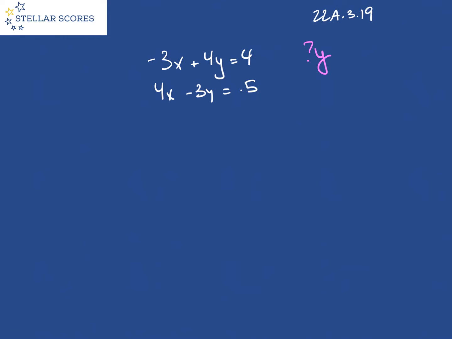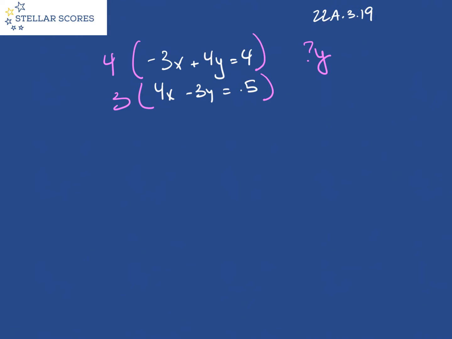Is there any way I can smush these together to make some variable fall out, specifically the x variable, because I want to end up with y's? I've got negative 3x and a positive 4y, right? There's nothing that's going to fall out on its own. But you know what? If I could get these equal to 12, then they would fall out. One's positive, one's negative. So if I multiplied the whole thing of this by 4, and if I multiplied the whole thing of this by 3, then you'll see what will happen.